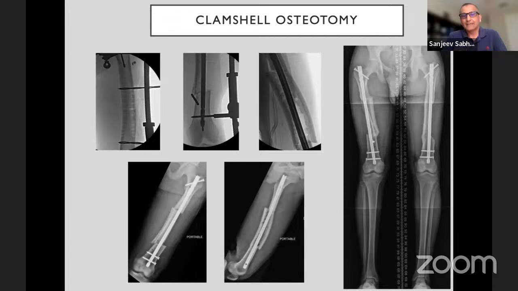with a clamshell kind of an osteotomy, and the Seattle group has written a bit about this. They're the ones who popularized it. Then I think it's a great operation.